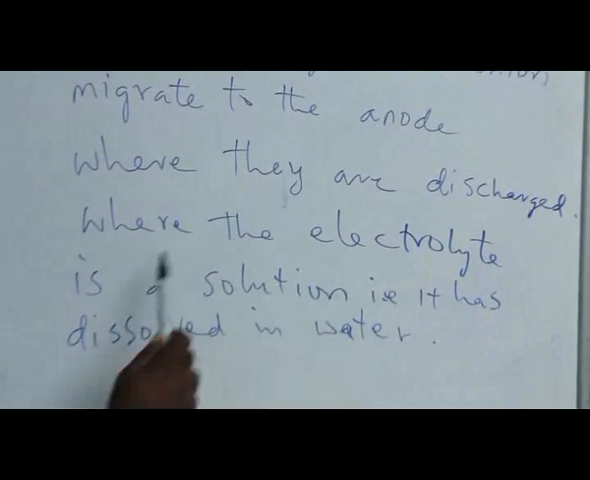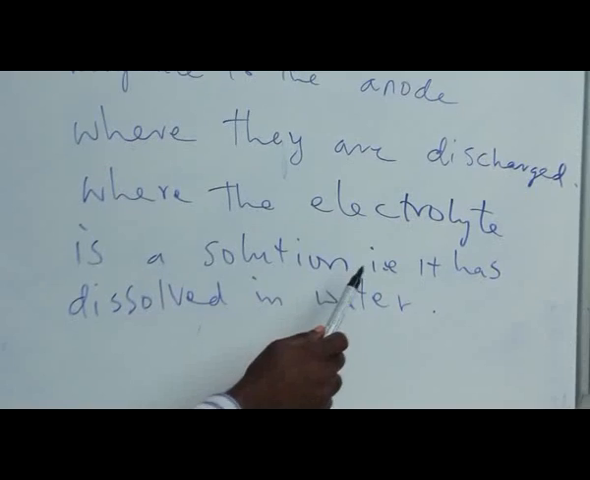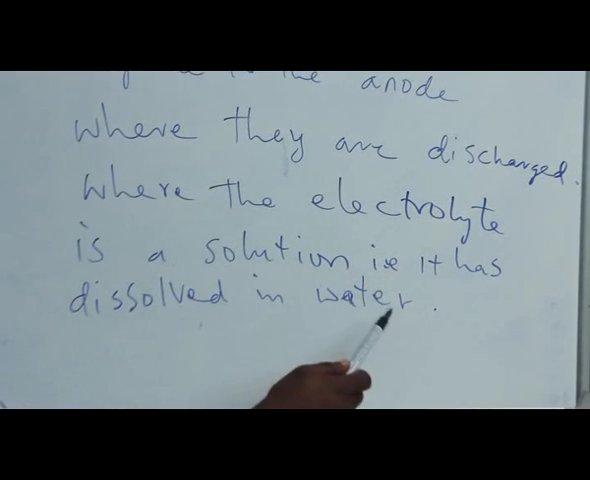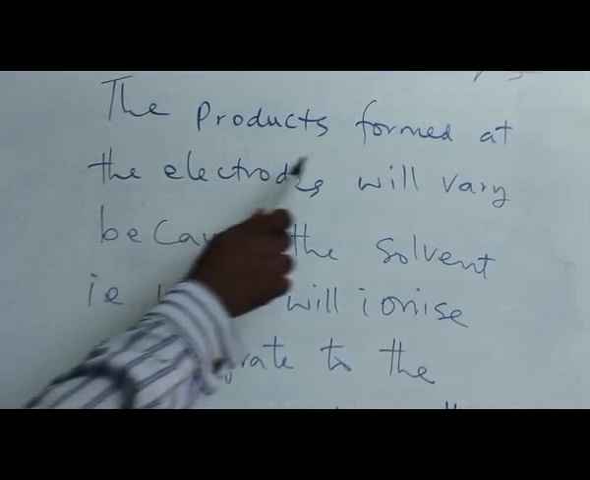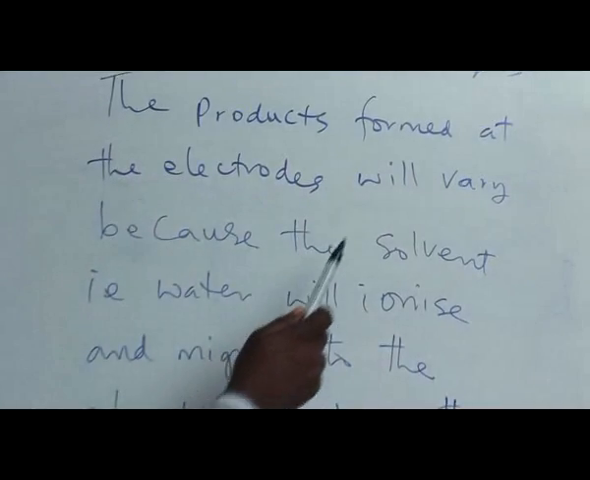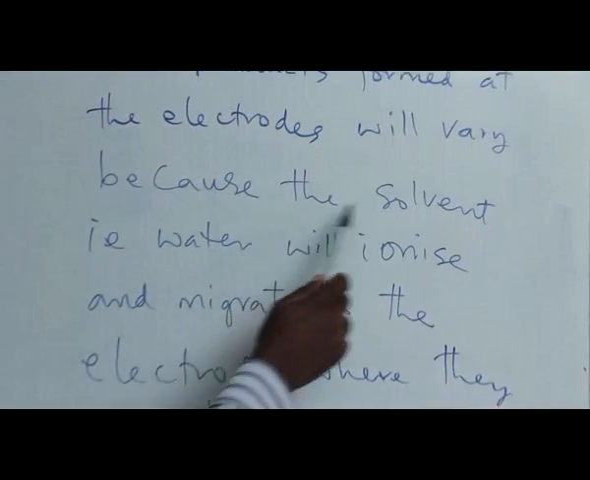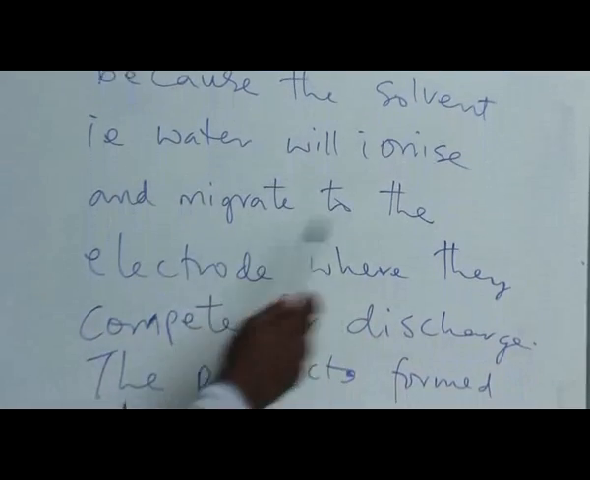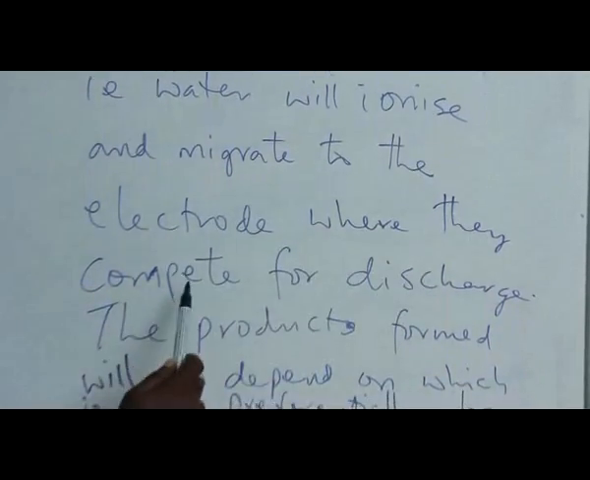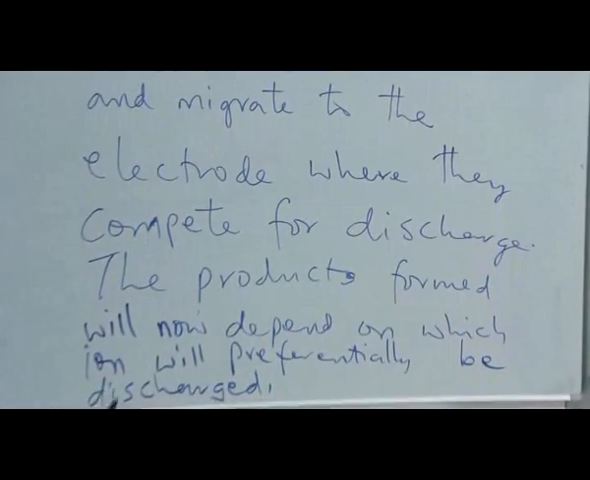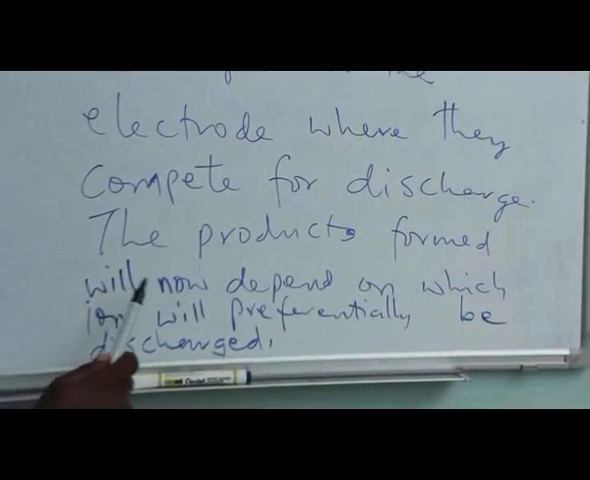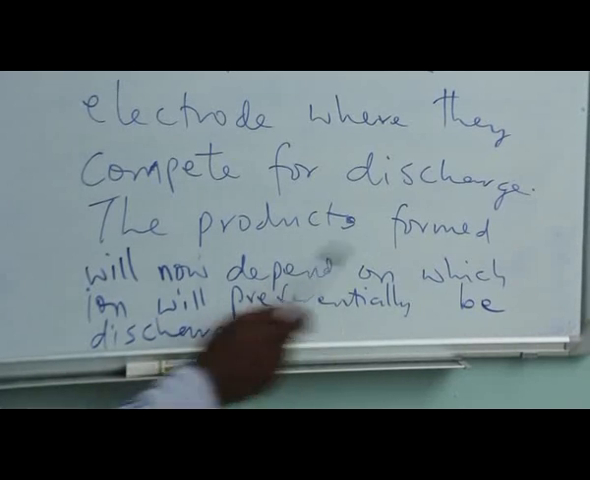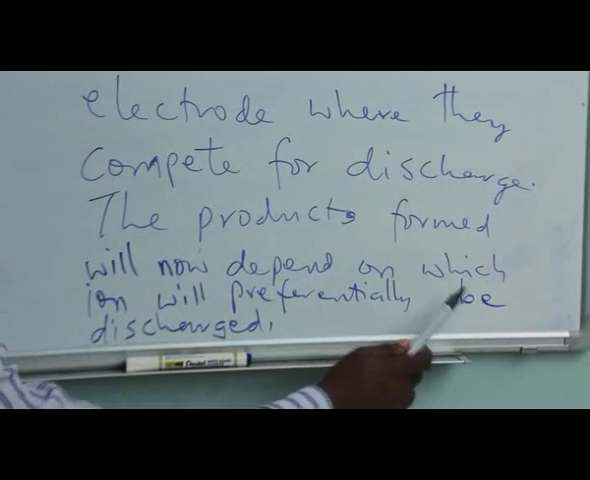Where the electrolyte is a solution, that is, it has been dissolved in water, the products formed at the electrodes will vary because the solvent, that is water, will ionize and migrate to the electrodes where they compete for discharge. The products formed will now depend on which ion will preferentially be discharged.